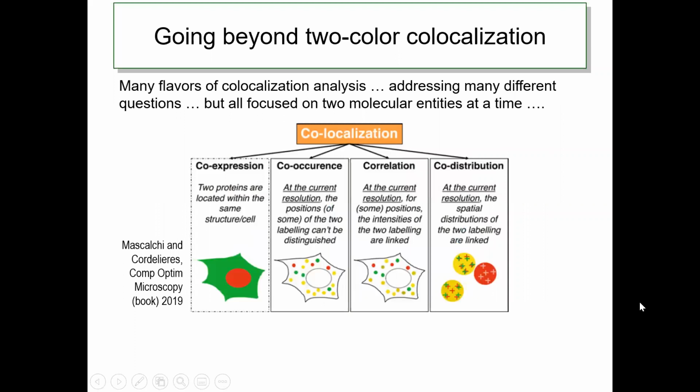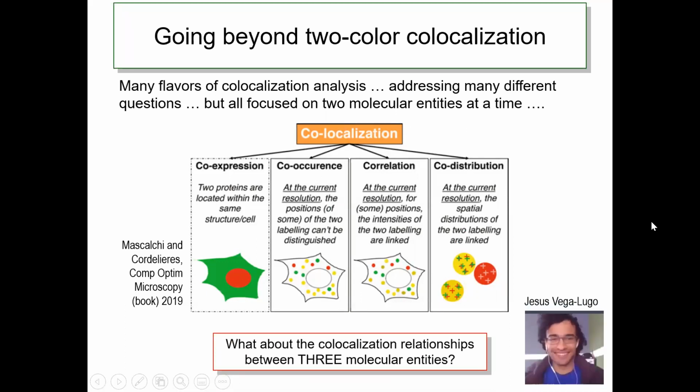To start, colocalization is a standard approach in cell biology and other fields. There are many different flavors of it. There have been many developments over the years, but almost all of them are focused on two molecular entities at a time and asking whether they colocalize with each other or not. We are, however, interested in three molecular entities and in learning the colocalization relationships between them.